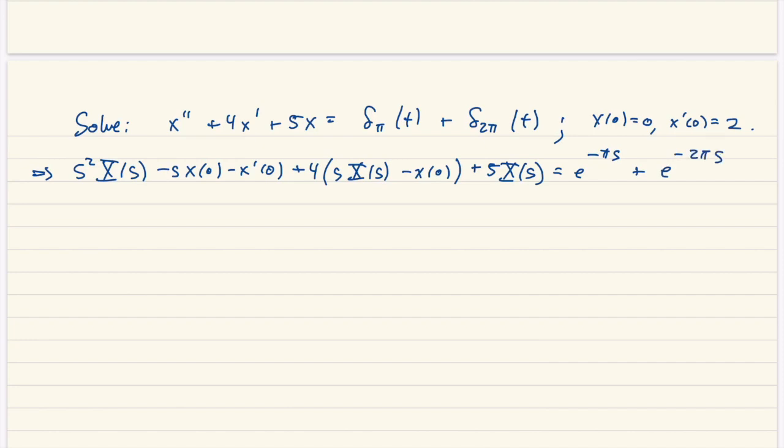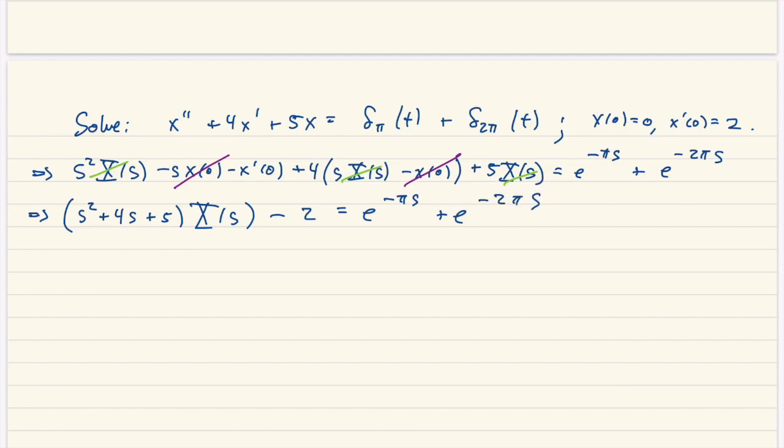And so now let's put in our initial values. We know that x of 0 is 0, so those terms are gone. X prime of 0 is 2. And so we can do all the usual stuff. Let's take our capital X, and this is going to be s squared plus 4s plus 5 times capital X of s. That takes care of that term, that term, that term. So that's all the terms with the capital X in it. And then let's see, what do we have left? We have minus 2 is equal to e to the negative pi s plus e to the negative 2 pi s.